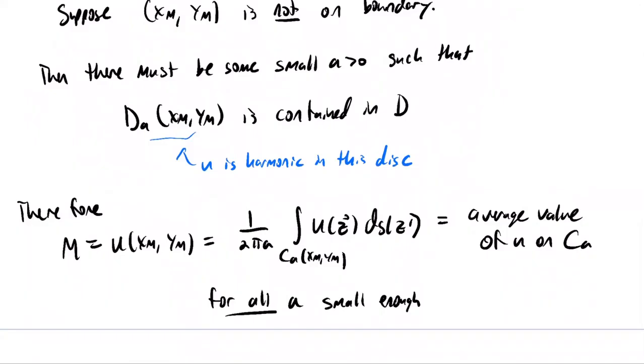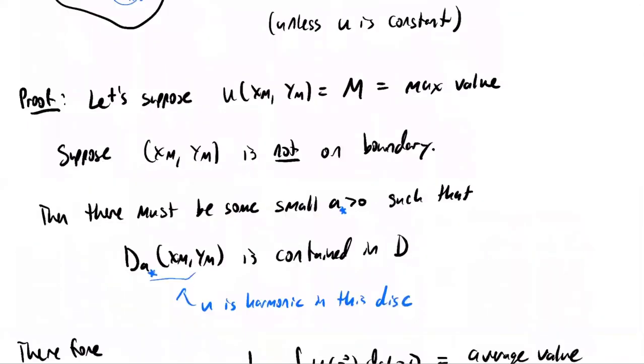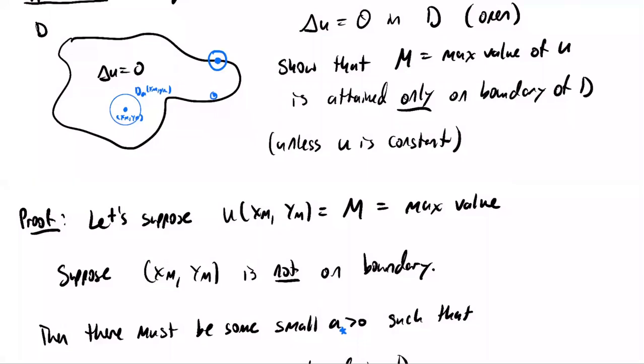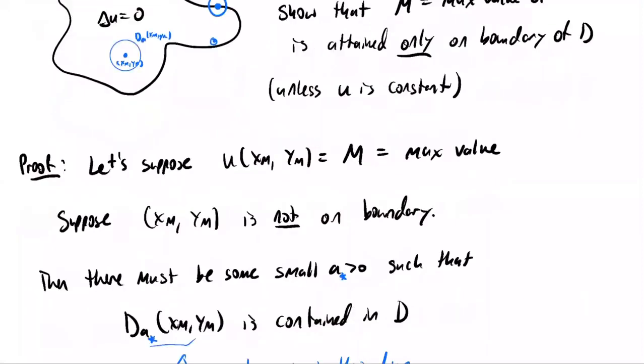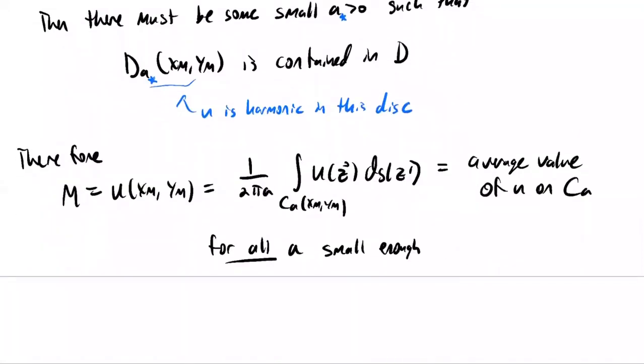So maybe to make this a little clearer, let me call this A star, right? And then this is going to be true as long as a disk of radius A star is contained inside the region, then smaller disks centered at the same point are also contained in the region, right? So this is going to be true for any A between 0 and A star.